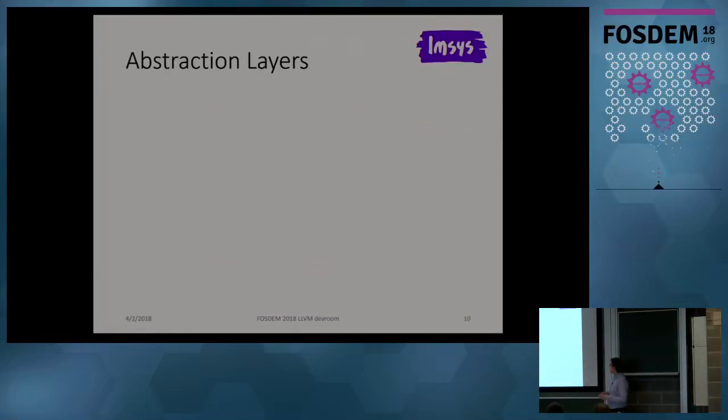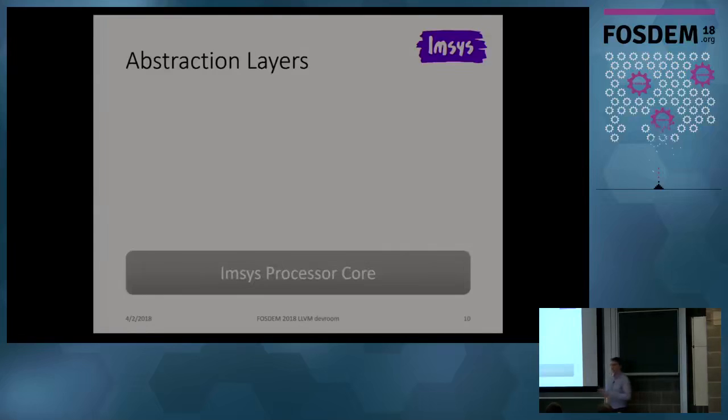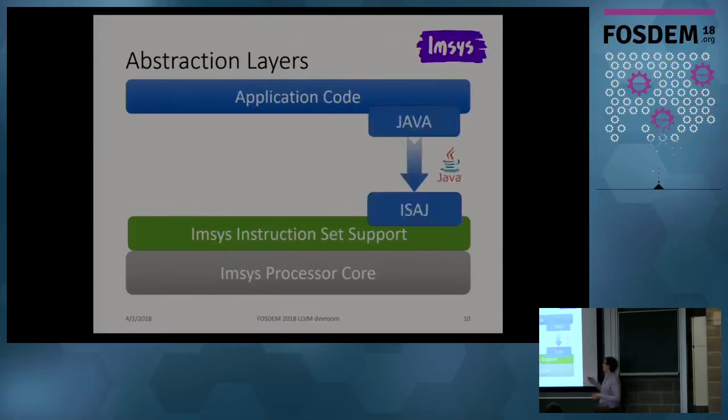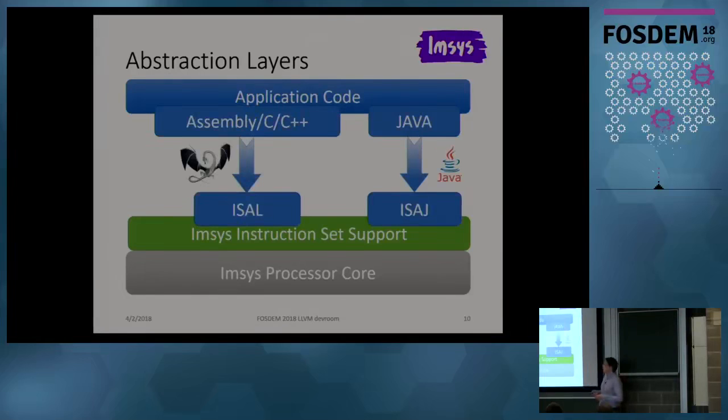Let's revisit the software layers, the abstraction layers. So we have the IMSIS processor core, which supports an instruction set architecture. Then you have your application code again, which can be Java or assembly C, C++. And our instruction set support provides basically two instruction sets. One we call ISA-L, that's an ISA for LLVM, and ISA-J is an instruction set architecture for Java. Now I won't talk more about Java. Let's focus on the LLVM stuff.